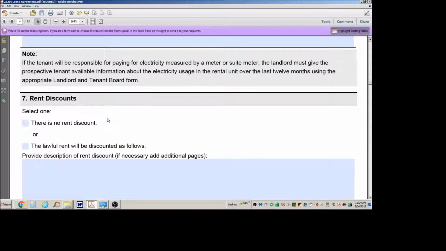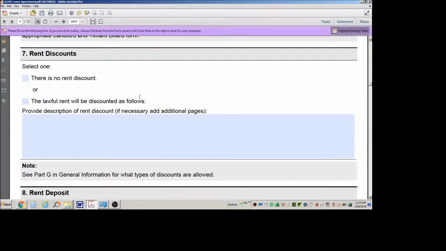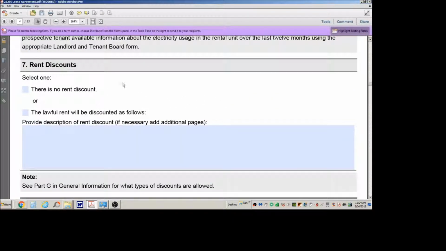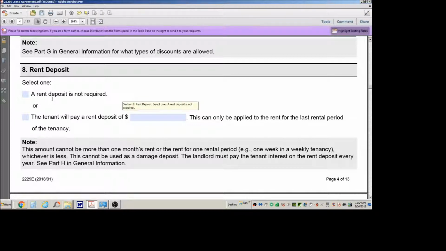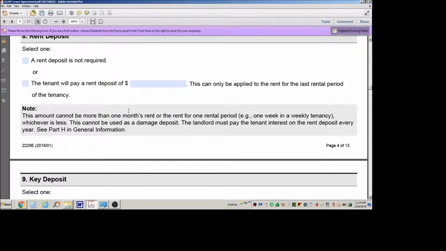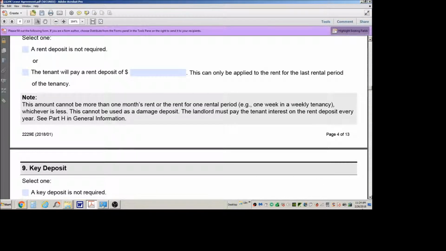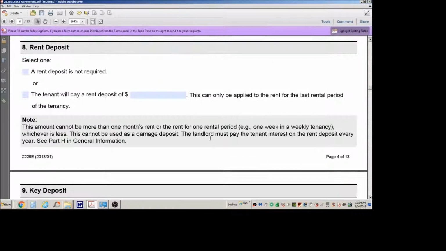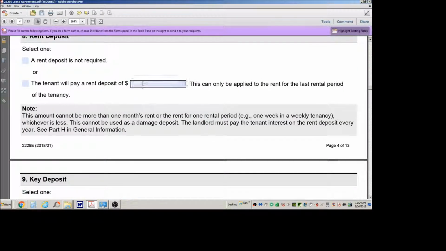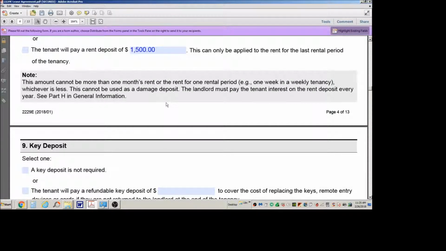Now rental discounts, not too many people apply these, so I'm not even going to discuss it. Rent deposit. Now, rent deposit is required or not. The deposit is to be applied to the last rental period of the tenancy. So you would apply it to, like, February, because we're starting March, right? So February of next year, of 2019. You have to pay your tenant interest on this money, because you're holding it for a year. Usually it's a small amount.